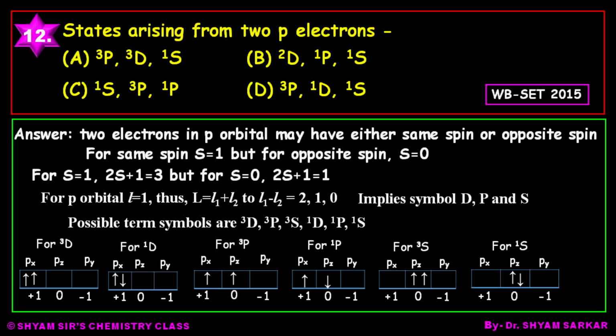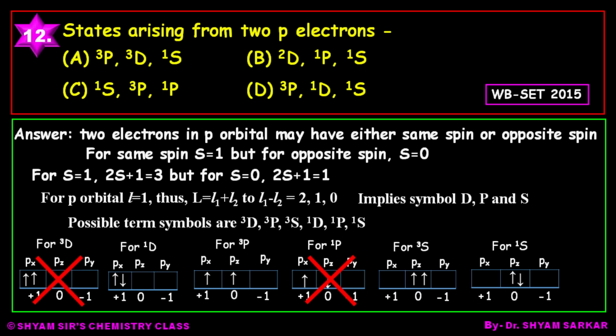If you see 3D, there are 2 electrons with the same spin in an orbital. So this is not valid. You can cross this. Now for 1D, okay, this is correct. For 3P, this is also correct. For 1P, see, 1P is also not valid, because this type of arrangement is a violation of Pauli exclusion principle as well as Hund's rule.